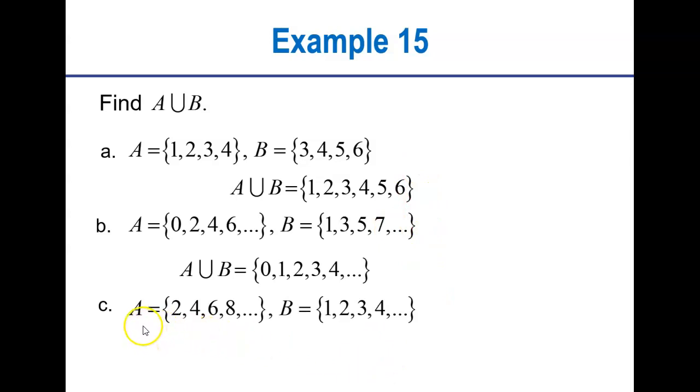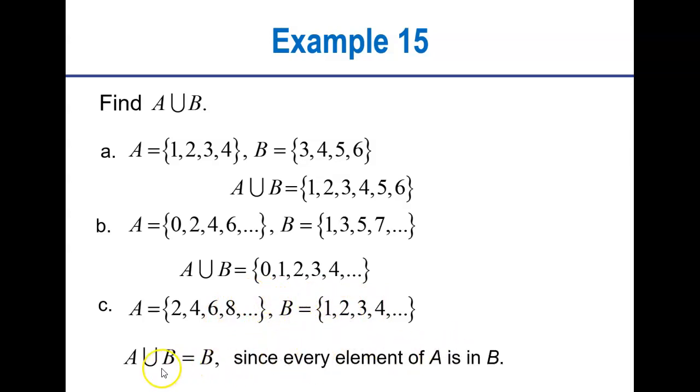Let's take a look at this one here. We have set A, which is 2, 4, 6, and 8, and set B is 1, 2, 3, 4. Now again, with the union, you're including all the elements in both sets. So therefore, A union B is going to equal B because all of the elements we have in set A are in B. So again, A union B is equal to B since every element of A is in B.